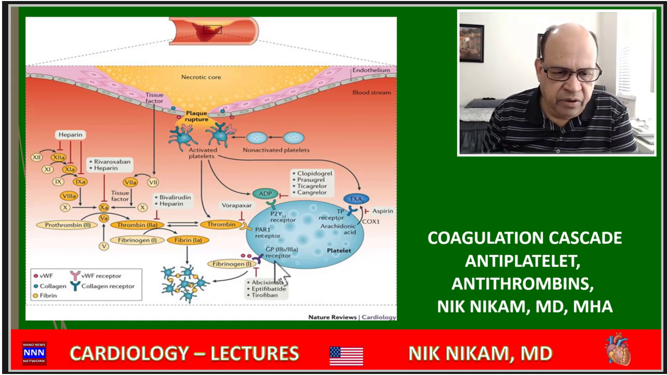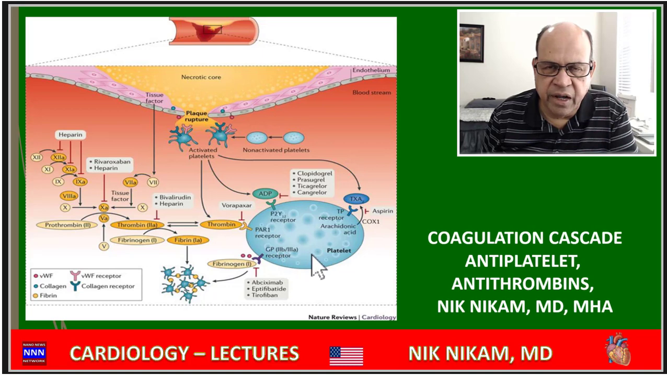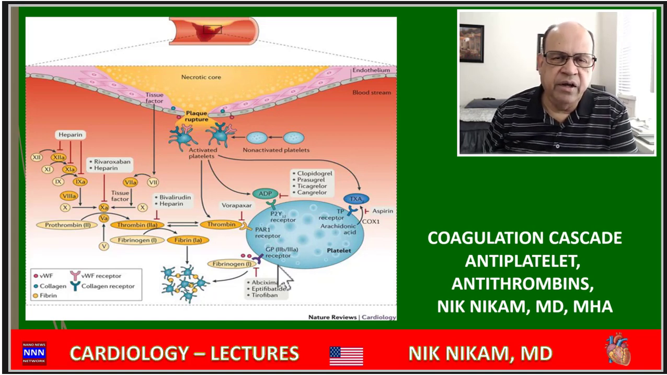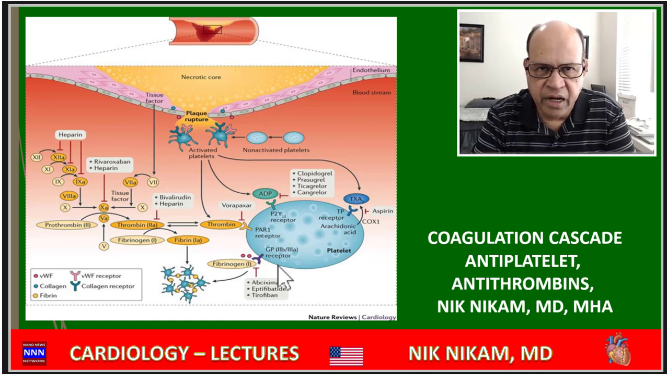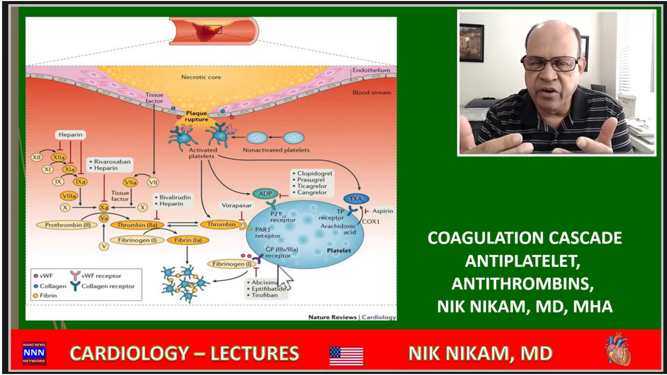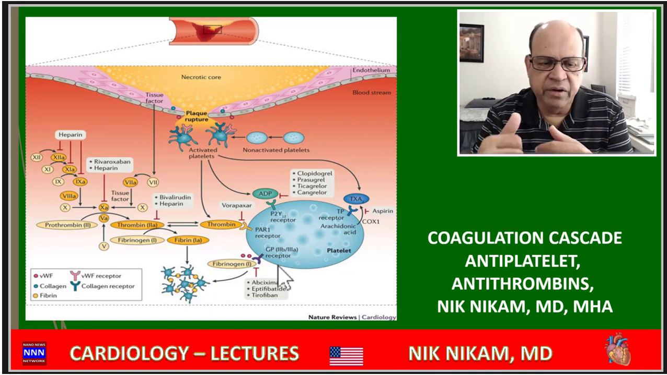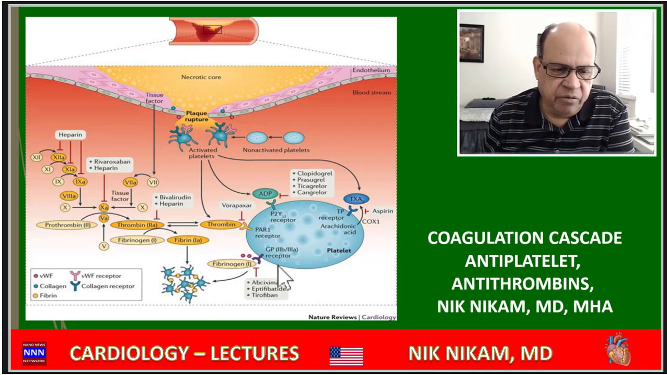Then we have glycoprotein 2B3A inhibitors, which act like antiplatelet agents. They are predominantly used in an interventional setup, like during cardiac catheterization or immediately following that, if we suspect evidence of increased blood clot formation or clot burden in the immediate procedure period.